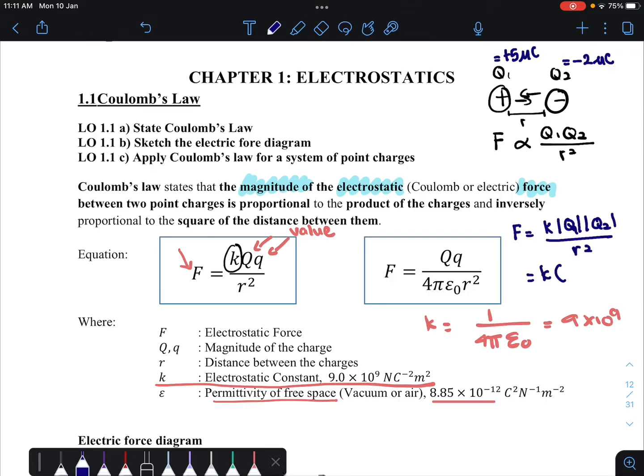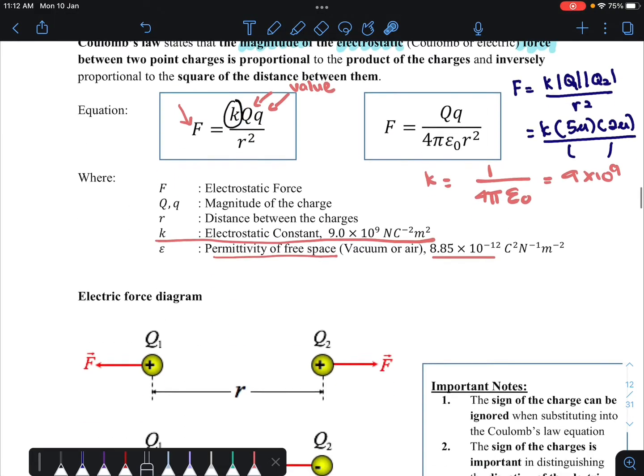Magnitude of the charges adalah dekat sini 5 micron, neglect the positive sign, and also 2 micron, neglect the negative sign, divided with the distance between them lah kan. So whatever the distance is, divide that square dekat situ. Alright, so remember to cari F, Q ini kena masukkan magnitude sahaja, neglect the sign of the charge.